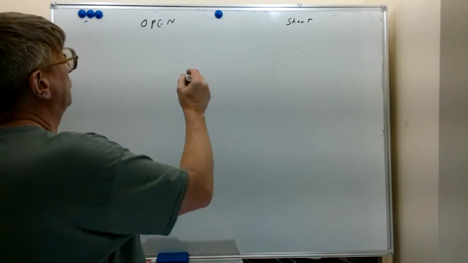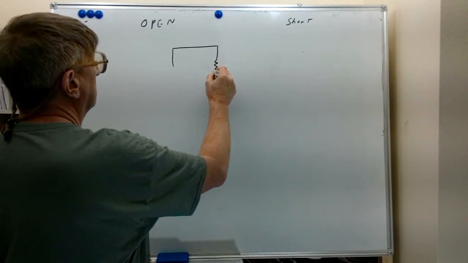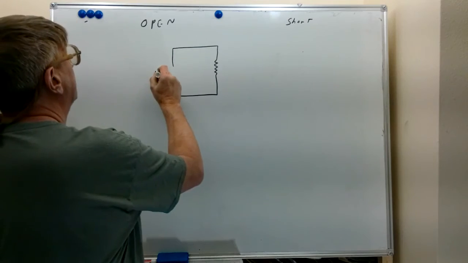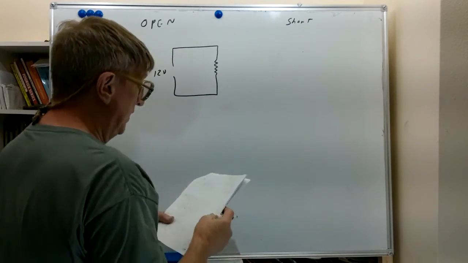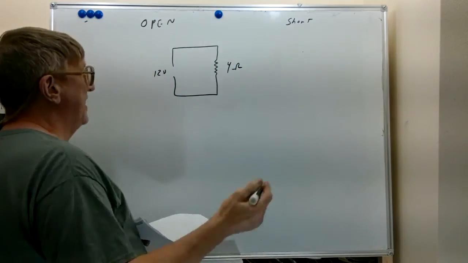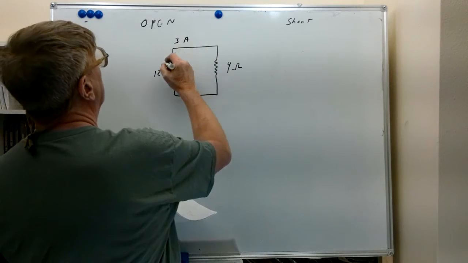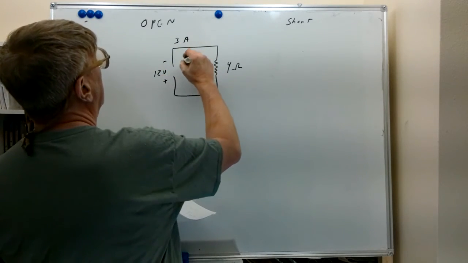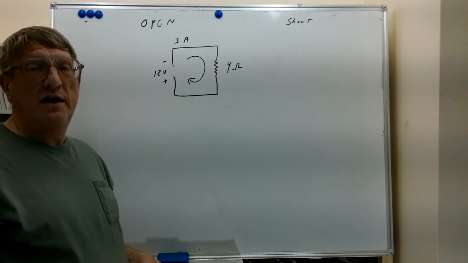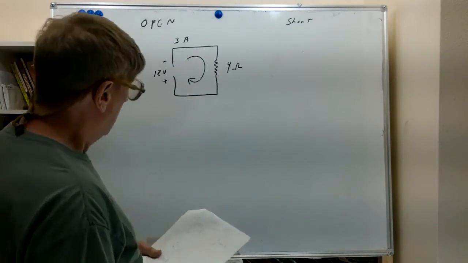We'll suppose we have a circuit and we have 12 volts supplied to this circuit, and we have 4 ohms. We do the calculation, 12 divided by 4, we have 3 amps. And that's traveling this way from negative to positive. This is electron current flow. All's good and happy.